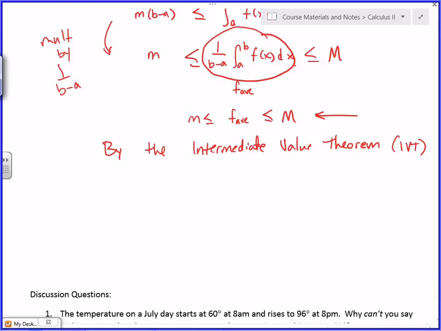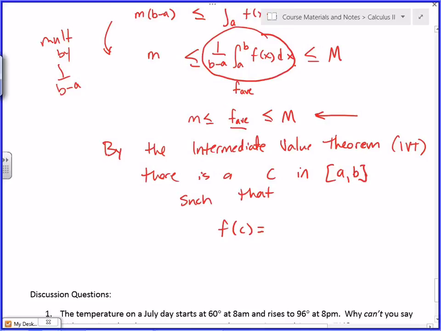Okay? By the intermediate value theorem, since the average value is between these two, there is a c in (a, b) such that f of c equals f average. And that is actually your proof. There exists a c in that interval. I'll come back and talk more about the intermediate value theorem in this class.